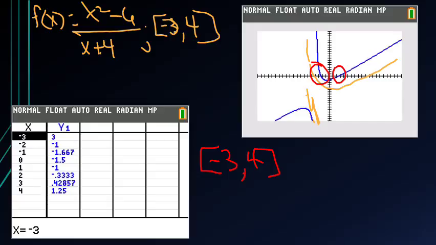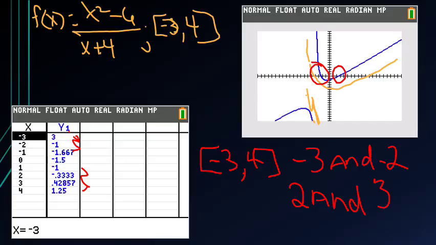And I can see that definitely here between -3 and -2, it's going to cross the x-axis, because the sign changes. And then looking down here, I see right here that also between 2 and 3, signs change, which means it's crossing the x-axis. Go figure.